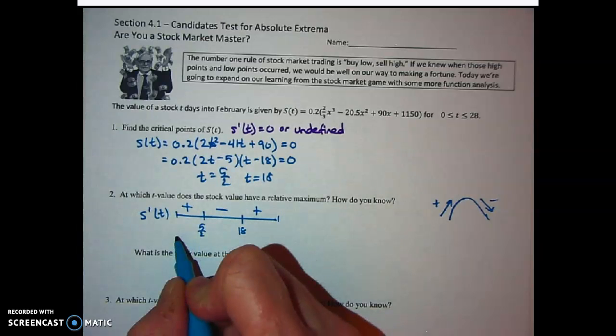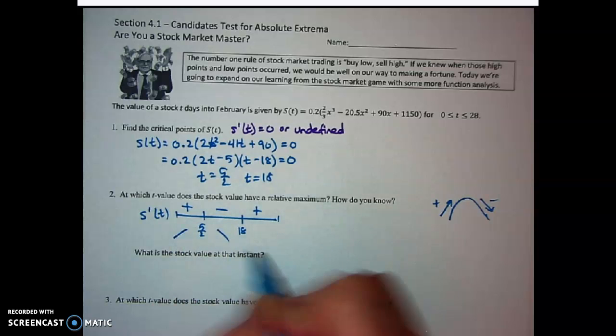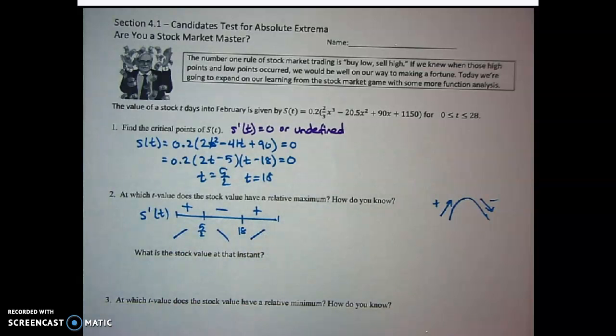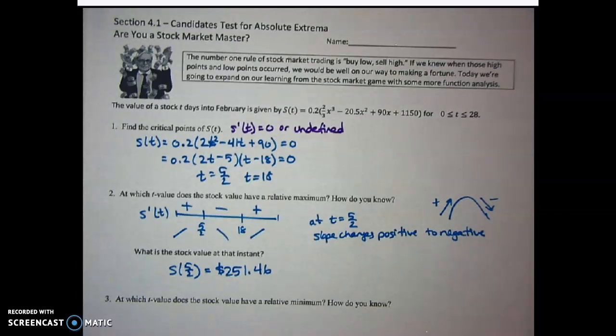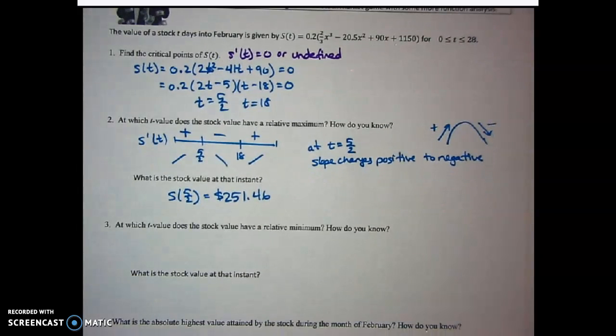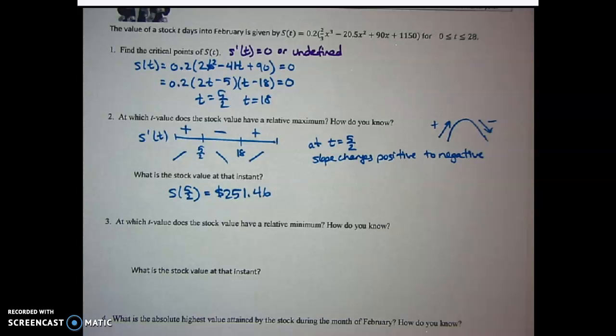So if you think about this, the slope is going up, the slope is going down, and the slope is going up. So where is there going to be a relative maximum? It's right here at 5 halves because the slope changes from positive to negative. So go ahead and pause the video and find out what is the stock at that instant. Remember, to find the value of the stock at that instant, you are actually plugging that 5 halves back into the original function, not into the first derivative, but into the original function. So we get $251.46.